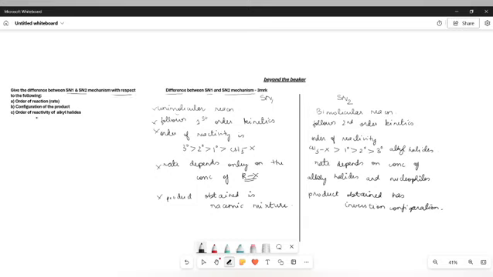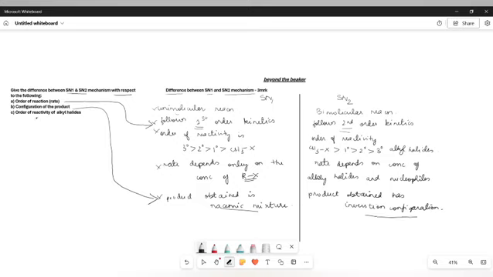With respect to the order of the reaction, for SN1, it follows first order kinetics. For SN2, it follows second order kinetics. With respect to the configuration, in SN1 mechanism, the product formed is a racemic mixture, but in SN2 mechanism, the product obtained is inversion of configuration.